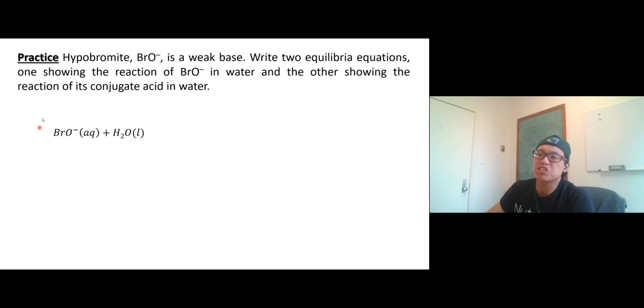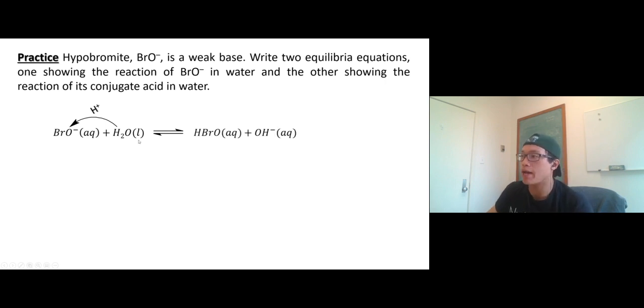But well, you can see the structure. This guy doesn't have a proton. Totally cannot function as an acid. Gotta be a base. Only proton is in water, so water will donate a proton to hypobromite. Hypobromite will become hypobromous acid, okay? And water becomes hydroxide ion. All right, so that's the first reaction.